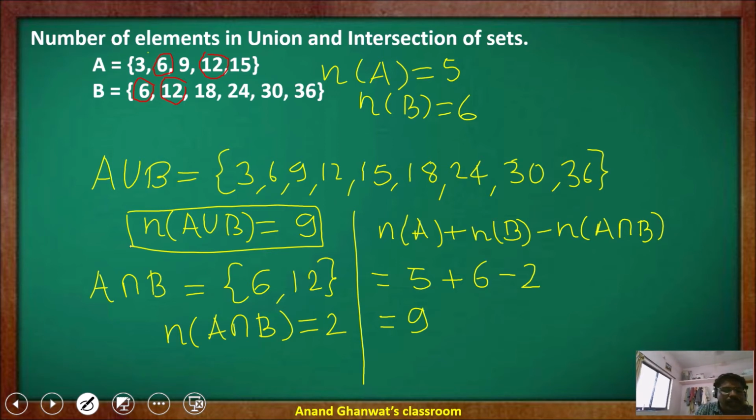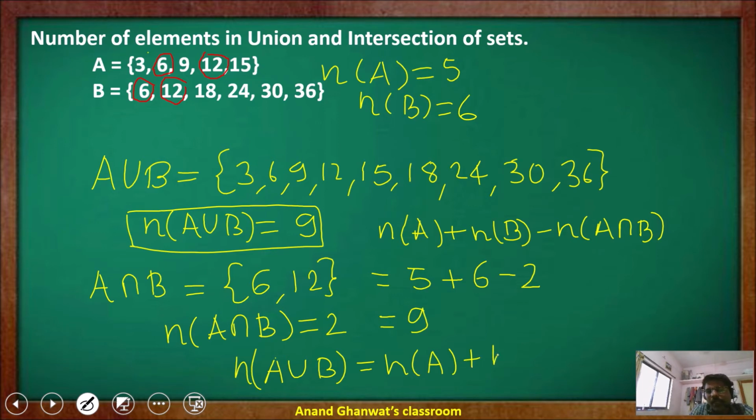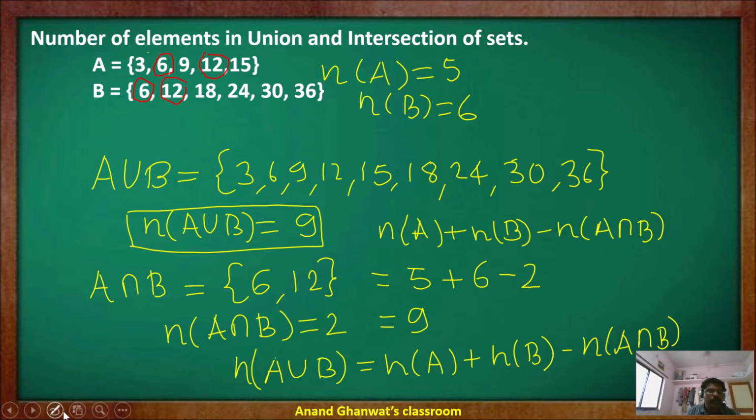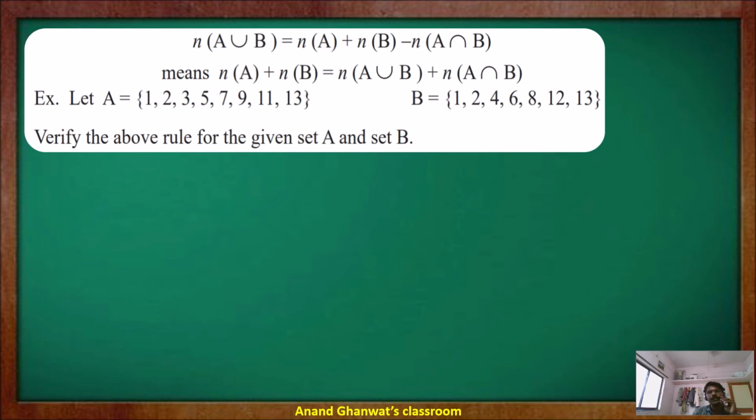Therefore we can write, by equating both sides, n of A union B is equal to n of A plus n of B minus n of A intersection B. Remember this again and again. So n of A union B is equal to n of A plus n of B minus n of A intersection B.